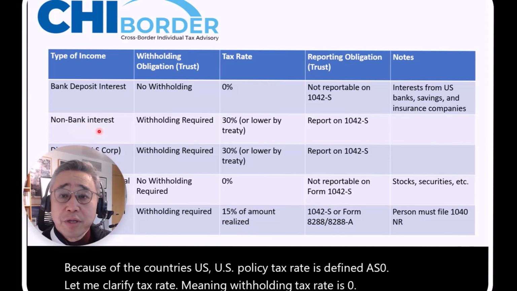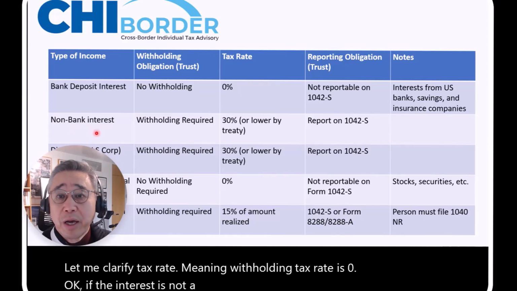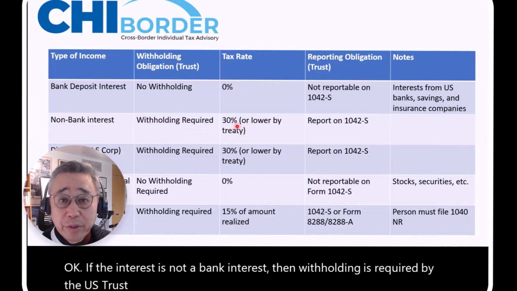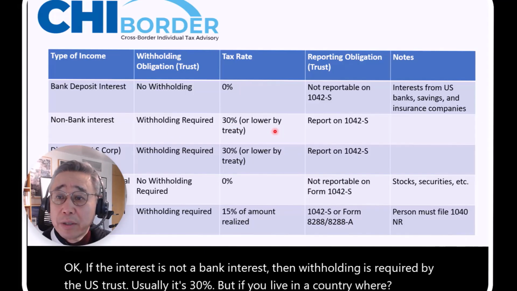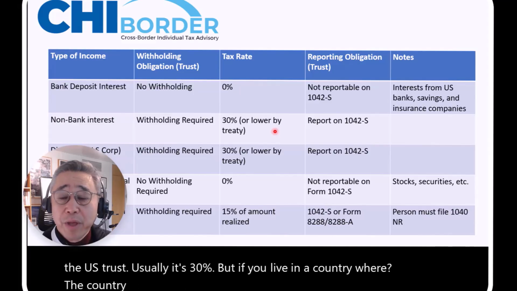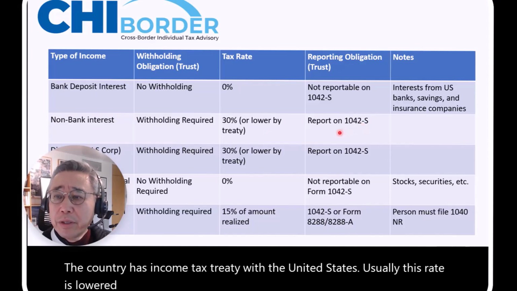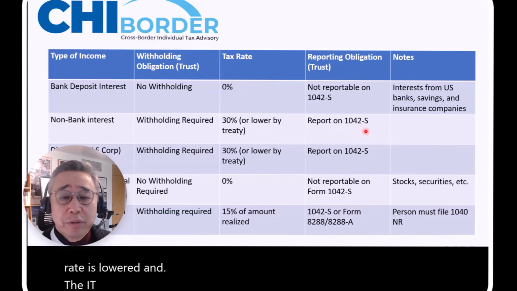If the interest is not bank interest, then withholding is required by the U.S. trust. Usually it's 30%. But if you live in a country that has an income tax treaty with the United States, usually this rate is lowered. And it is reported on 1042-S.